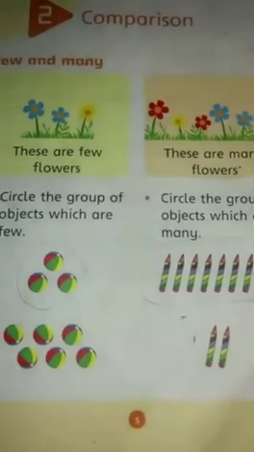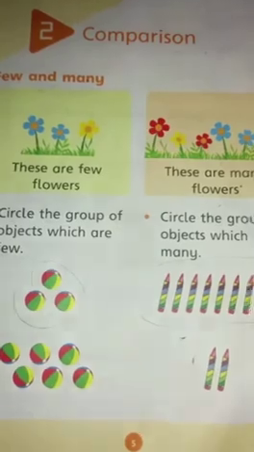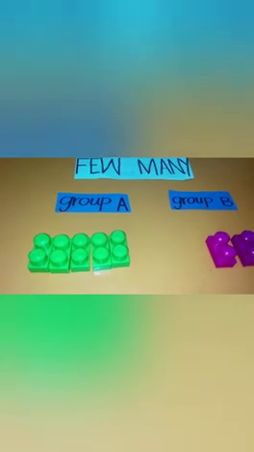Okay, students, now I have another example for you regarding the concept of few and many. So let's see what is the example. Students, now here I have an example of few and many. In this example, I have 2 groups, group A and group B. So let's see which group has few things and which group has many things. Let's count the puzzle blocks in group A. 1, 2, 3, 4, 5. Group A has 5. Let's count in group B. 1, 2. Group B has 2 puzzle blocks.